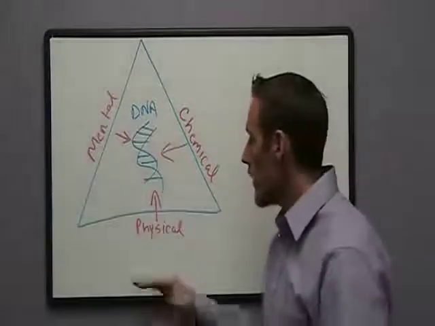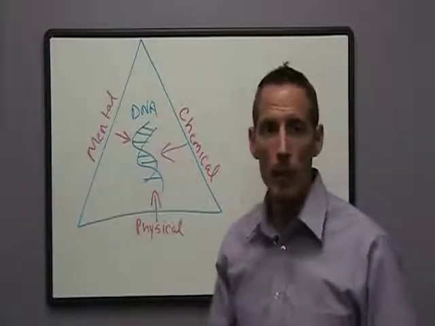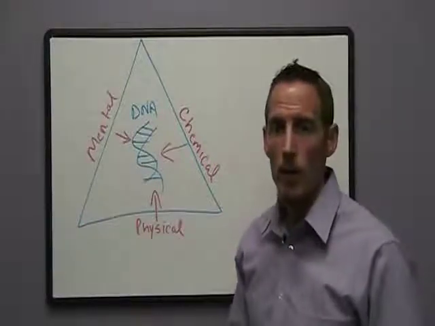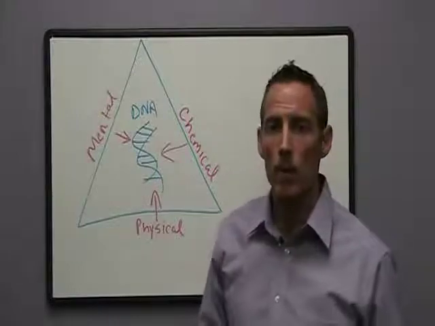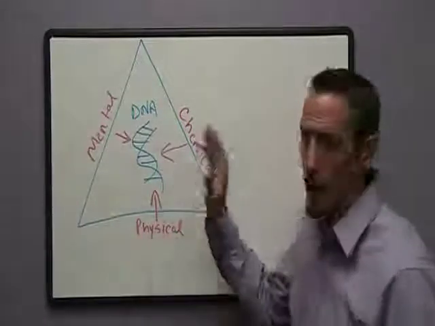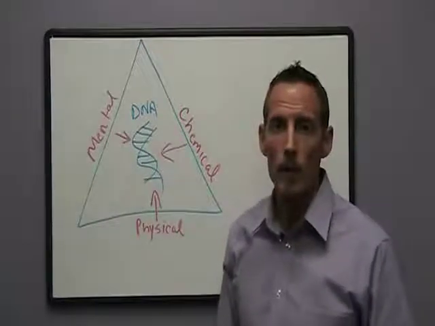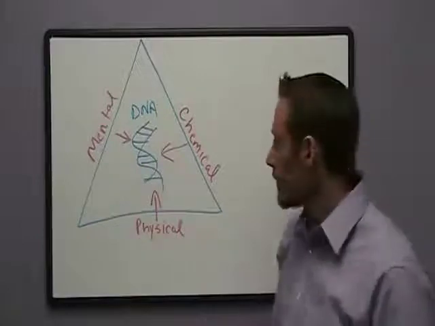For example, if we don't exercise, we can turn on certain genes that are more cancer promoting or that promote diabetes. If we don't exercise, we can turn on genes that promote Alzheimer's disease. So there are a number of ways in which physical attributes can influence the DNA in a negative fashion, and that would lead to a poor patient expression of disease.